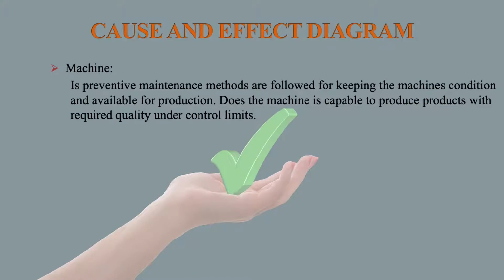Then machine. Are preventive maintenance methods followed for keeping the machine in good condition and available for production? Is the machine capable of producing products with required quality under control limits? So here preventive maintenance needs to be conducted, and then the machine should be provided to the shop floor in good condition. If preventive maintenance is not conducted, then problems may occur.